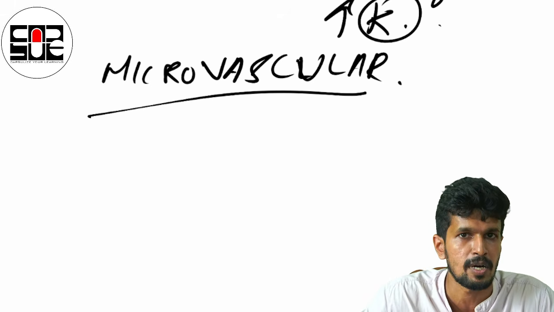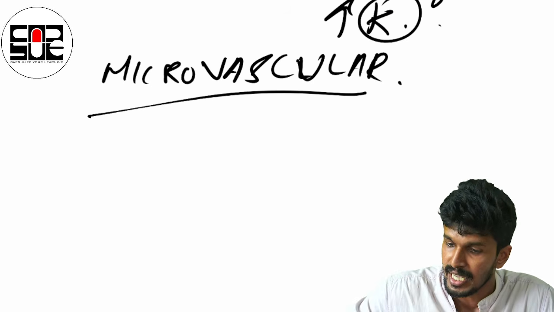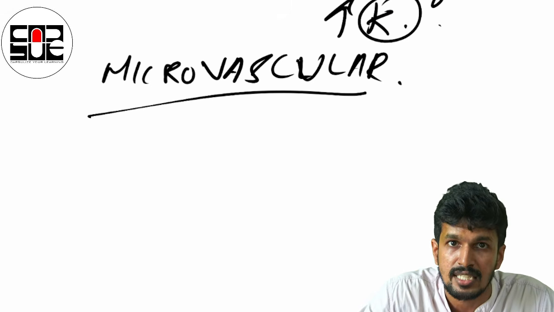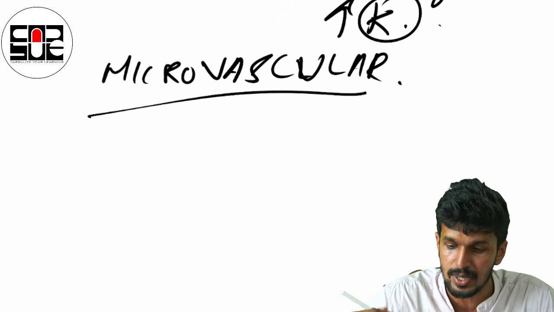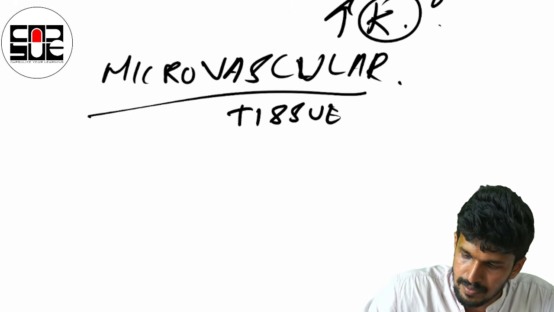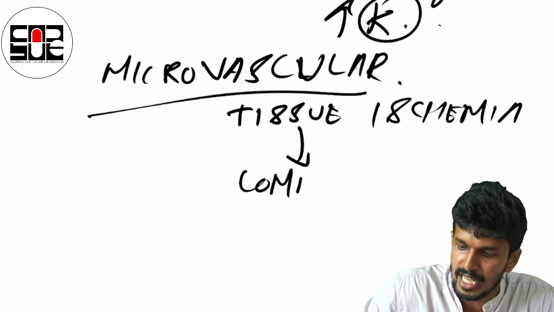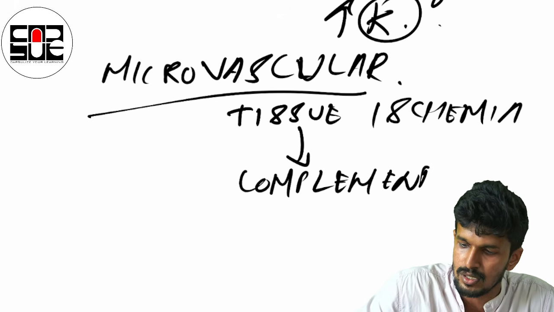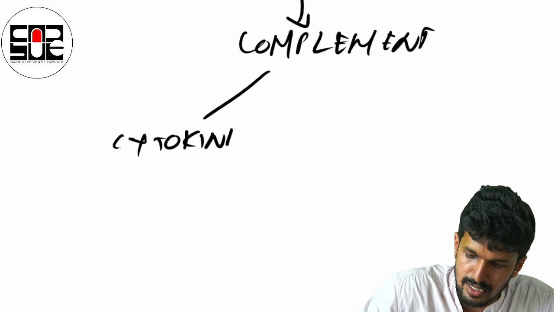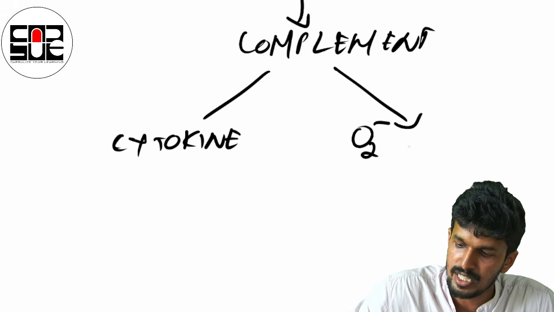What happens if the complement pathways are getting involved? When the complement pathways are activated, it starts releasing cytokines, and oxygen-free radicals are also released. I'll just write it down for you to understand. Whenever there is tissue ischemia, there will be complement activation. Complement activation leads to cytokine release. Cytokines are getting released, and also oxygen-free radicals are getting released.